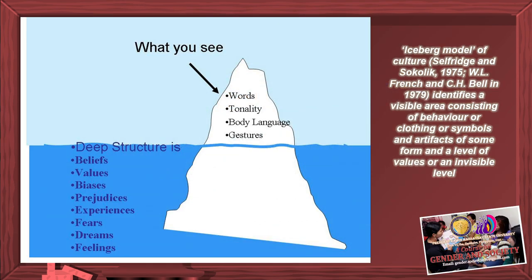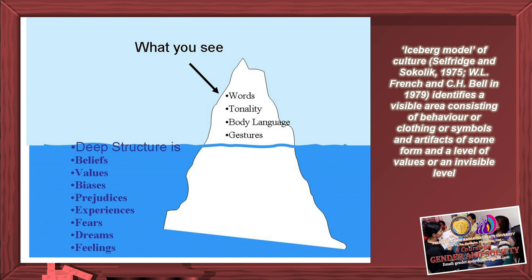In this slide, you will see the iceberg model of culture by Selfridge and Sokolik, also mentioned in French and Bell in 1979. I chose this model because that is what language is, like the traditional notion of what culture is. Culture in this regard being represented by language includes the word, tonality, and body language and gestures that we see when a person communicates. But this is only the tip of the iceberg.